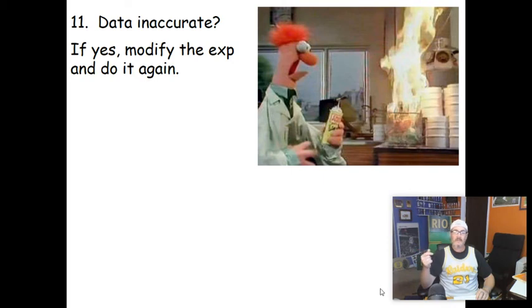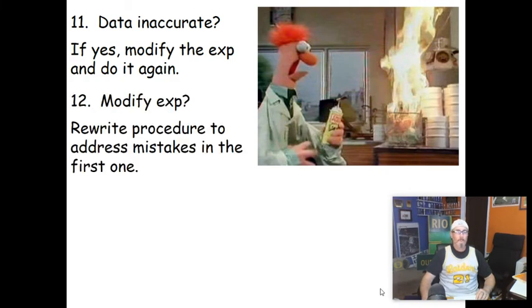That character's name is Beaker, and Beaker gets into all sorts of trouble. As you can see, he lit something on fire, and you can see his facial expression. He is flipping out. So Beaker, it was hilarious. I really enjoyed the Muppets when I was young. You guys might not even have any idea what I'm talking about. Go to YouTube, find some Muppet episodes. They're pretty funny. Jim Henson was amazing. He was the creator of the Muppets.